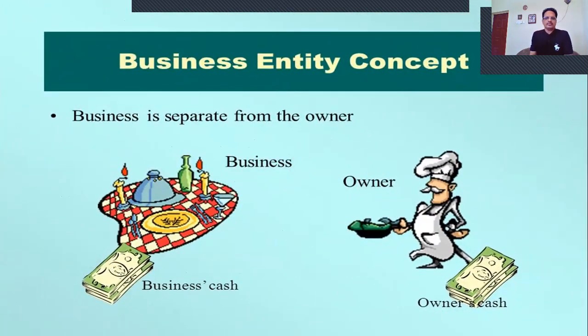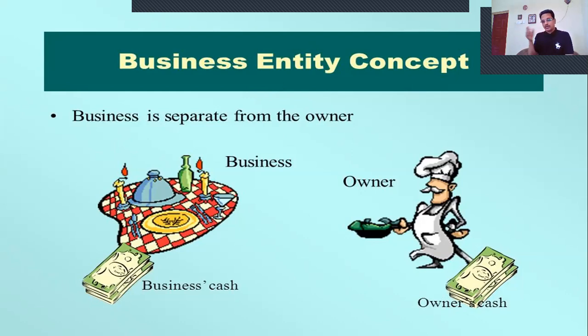It's a very simple concept. It means the business and the owner, the businessman, are separate entities. Business is separate from businessman, not the same. The business has its own assets, liabilities, incomes, expenses, and equity, all separate. The businessman's expenses, assets, and revenues are separate. According to this concept only, we make the accounting records.